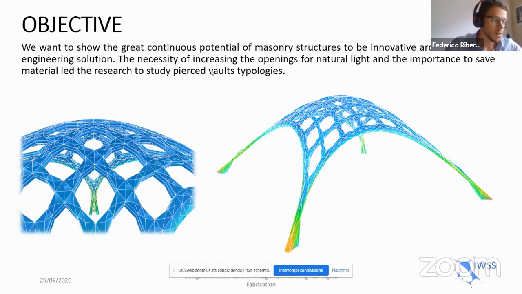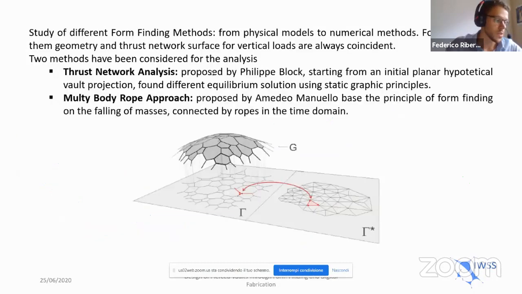Our goal was to show the great potential of masonry structures, particularly how masonry vaults can also today be an innovative architectural and engineering solution. The goal of increasing the openings for natural light and the importance of saving material led the research to study pierced vault typologies. We studied the form-finding process to design the geometry of pierced vaults starting from a few governing parameters, such as the slenderness ratio and the hole pattern on the vault surface.